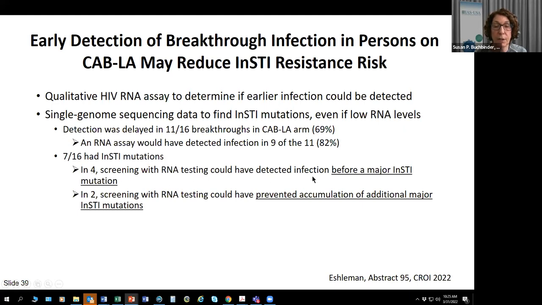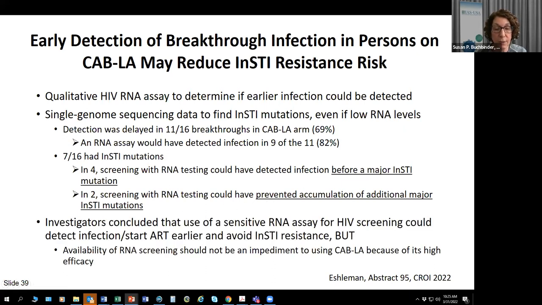So there were INSTI mutations seen in 4 of them. Screening with the RNA testing could have detected infection before a major INSTI mutation. And in 2 of them, RNA testing could have prevented the accumulation of additional major INSTI mutations. And so the investigators concluded that the use of a sensitive RNA assay for HIV screening could detect infection and allow you to start ART earlier and avoid this INSTI resistance.